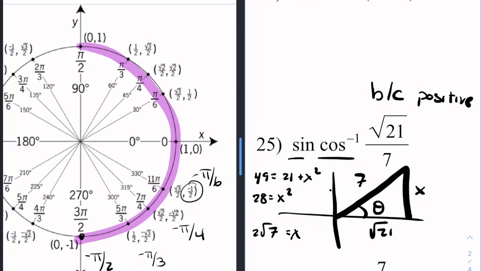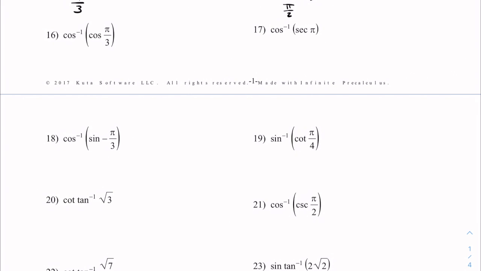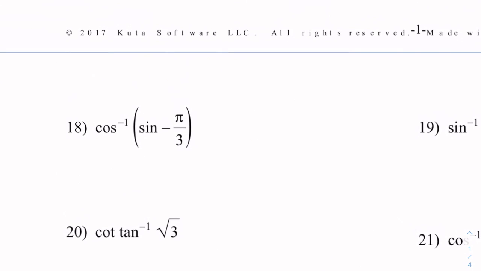Now we can find the sine. So sine is opposite over hypotenuse. So the answer would be 2 root 7 over 7. Now let's take a look at a couple more of these. Since many of these are on the unit circle, we might have to look at a few that we might not have on the unit circle, but we'll ask for the exact value.